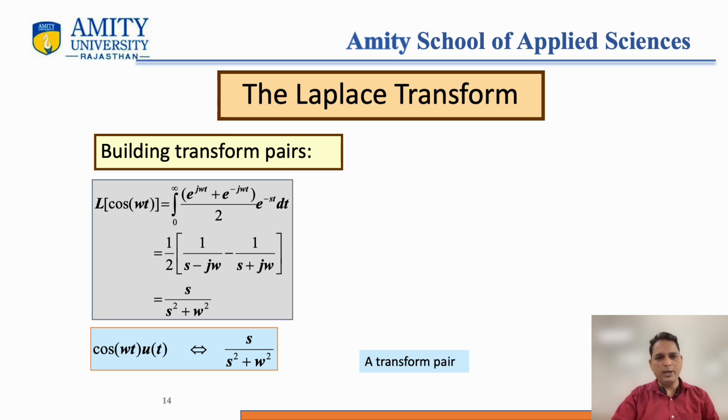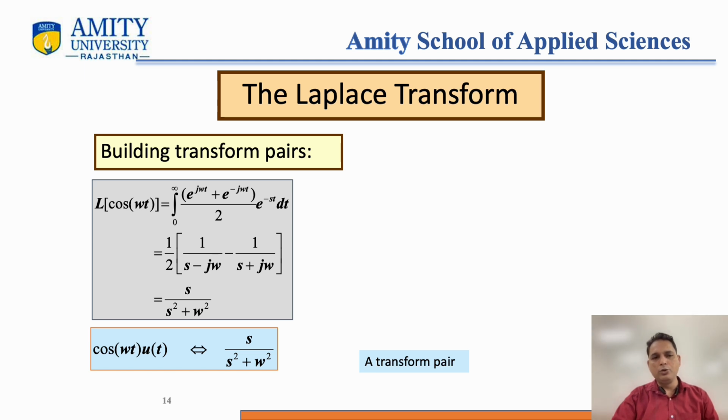Now apply the limits infinity and 0. When you apply the limit, e to the power minus infinity becomes 0, as we have already discussed earlier, and when you put in 0, e to the power 0 is 1. On solving that, you get 1 by 2 times 1 upon s minus j omega plus 1 upon s plus j omega. On taking the LCM, in the denominator you have a plus b into a minus b, and you know that a plus b into a minus b becomes a square minus b square.